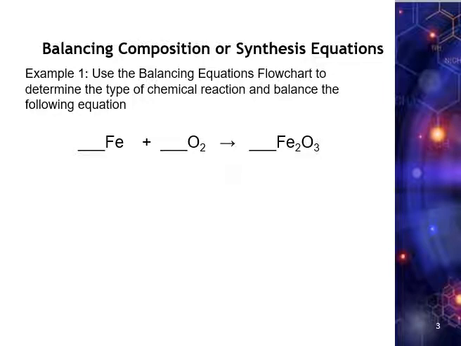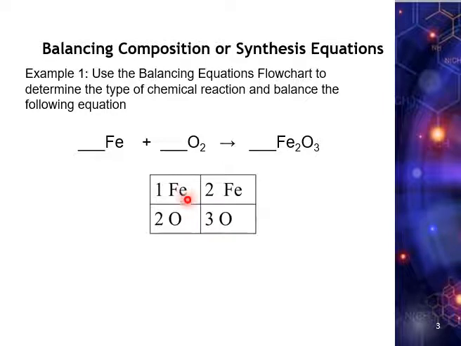Example 1. Use the balancing equations flowchart to determine the type of chemical reaction and to balance the following equation. I know that this is a composition, or what we call a synthesis reaction, because I do not have a plus sign on the right side of the equation. I have 1 iron and 2 oxygen on the left, 2 iron and 3 oxygen on the right.